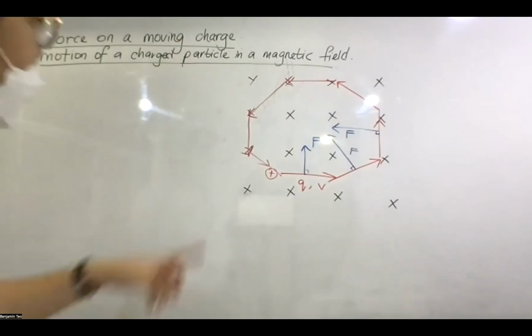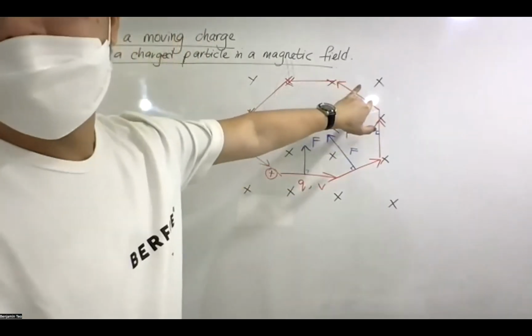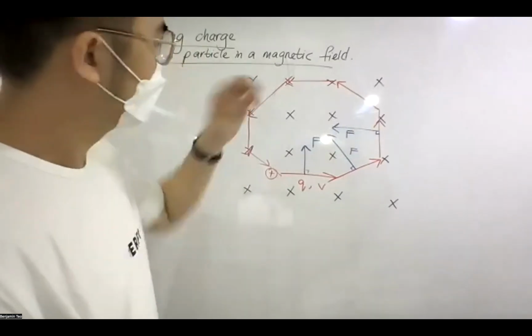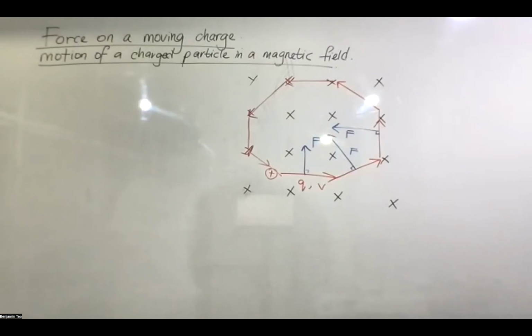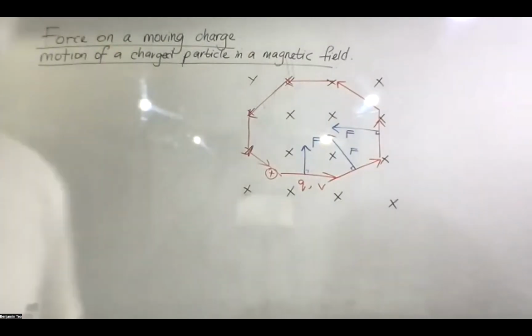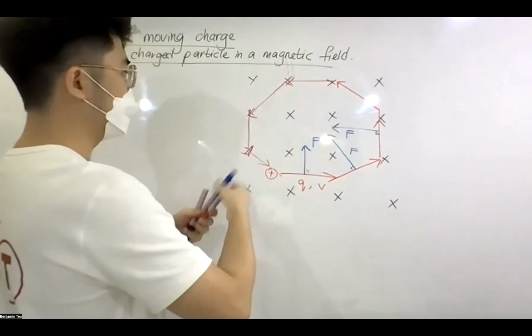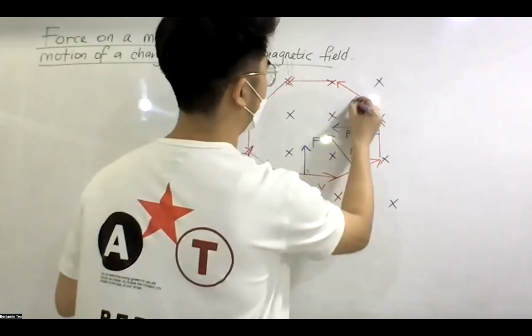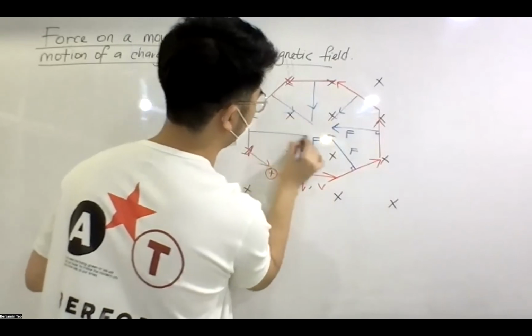What do you get? If I make the arrow smaller, then you get a circle. That means a moving charge in a magnetic field moves in circular motion. Okay, they are moving in circular motion. Force points to the same direction in the middle.